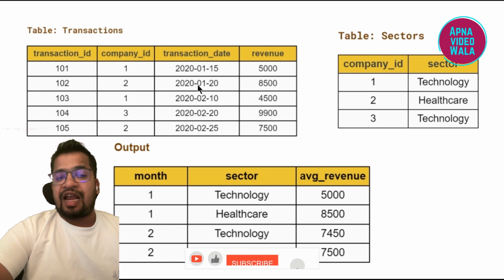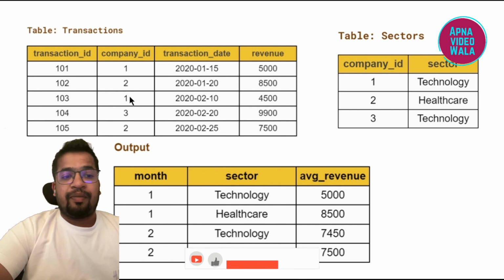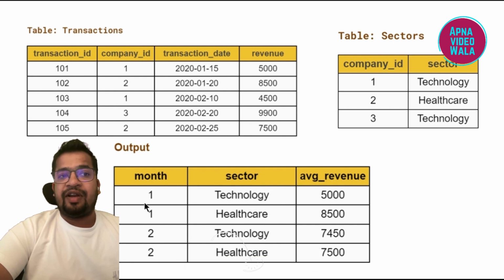Let's calculate the average revenue for the month of January for technology. Company ID 1 belongs to the technology sector. There are only two transactions made in January, with company ID 1 and company ID 2. Company ID 1 has a revenue of 5,000 in January, and since there is only one transaction for the sector in January, the average revenue for the technology sector is 5,000.